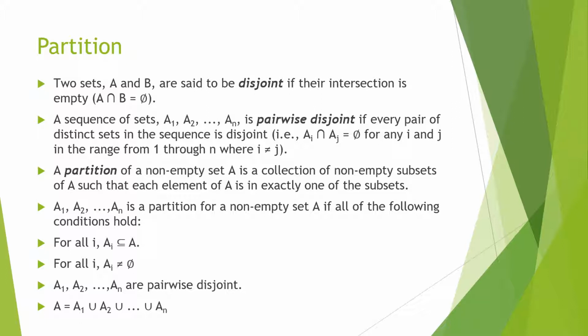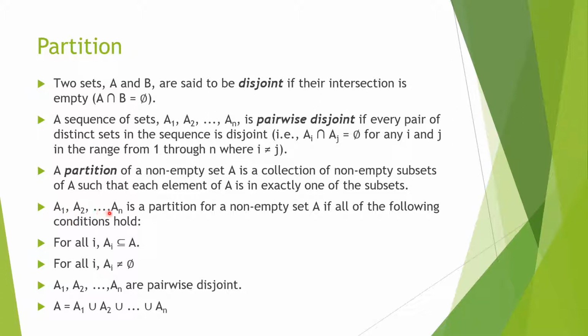And then we define a partition of a non-empty set like A in the following way. We say the partition of set A, which is non-empty, is a collection of non-empty subsets of A such that each element of A is in exactly one of the subsets. Let's define it in a more formal way, and then in the next slide I'm going to provide you with some examples so that you can understand the definition better.